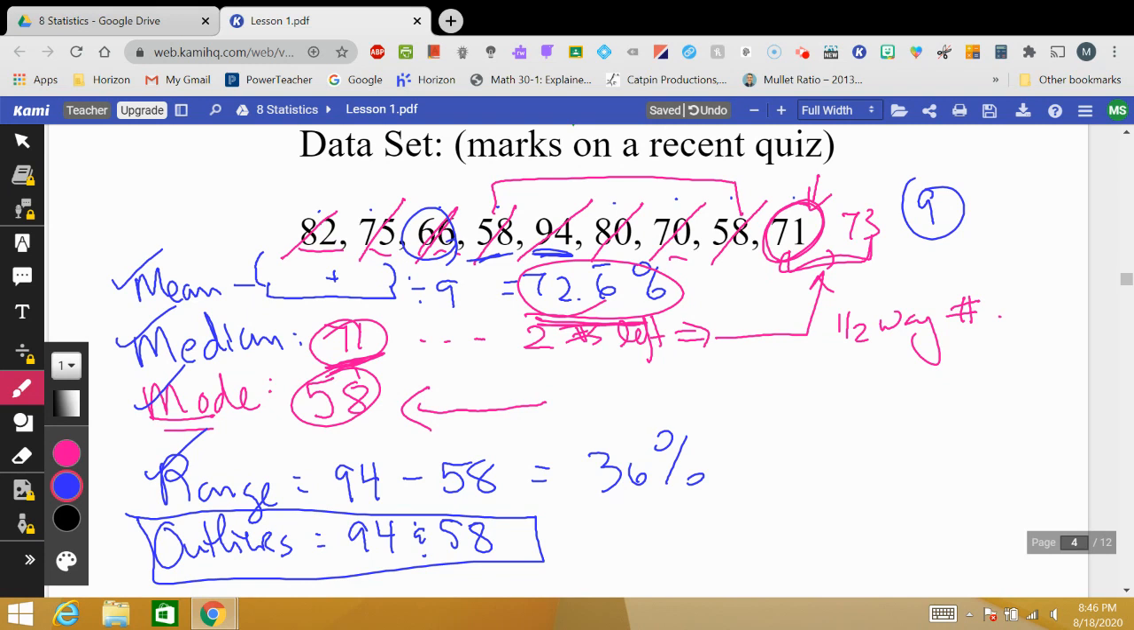And then for standard deviation, we're not going to worry about that one right now because that one's actually quite a detailed process on how we calculate it. So we'll leave that for another day. I'm just going to pause the video here and I'll be right back.